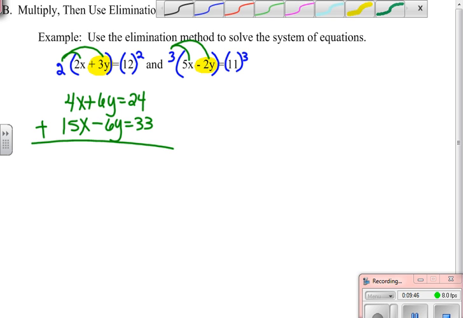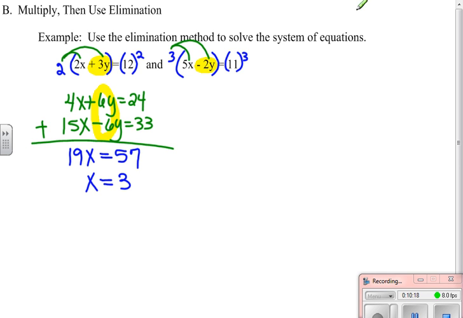You can see these guys right here are going to become 0. And they're going to become 0 because I built it that way. So this becomes 19x plus 0 is equal to 57. So I divide both sides by 19. So I end up with x is equal to 3. Then I take that 3, remember that was just step 1.